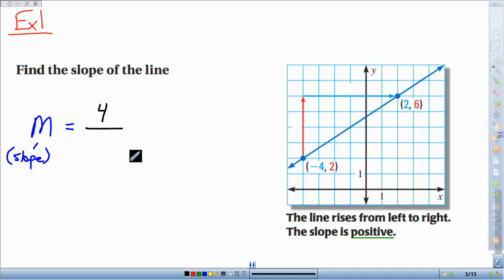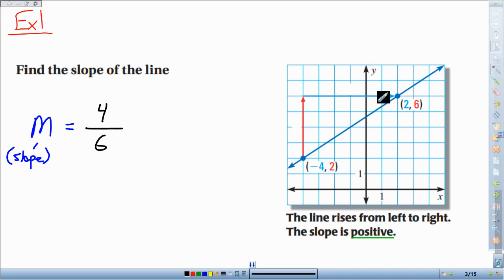Okay, the run is how far left or right do we need to go? Well, it looks like we're going right 1, 2, 3, 4, 5, 6 units. Okay, and by the way, the rules still work. If we're going up, we're going in the positive direction. If we went down, we'd be going in the negative direction. When we go right, we're going positive. When we go left, we go negative. So it just so happens that these are both positive numbers. Up 4, to the right 6, right? Okay, so there is the slope of this line.